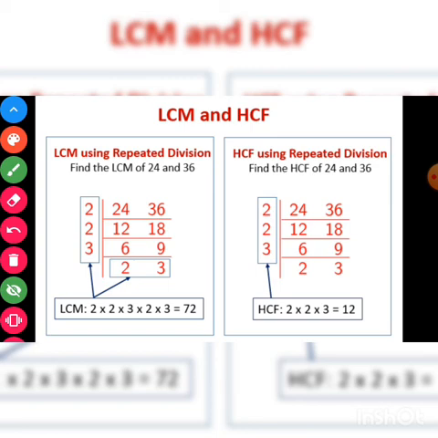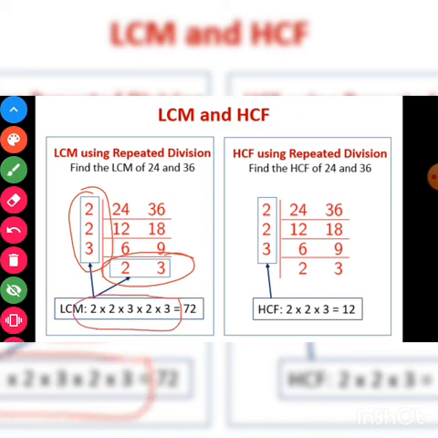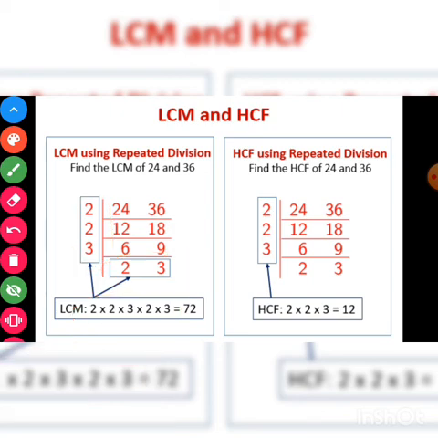And now these 2 and 3 are different numbers. They do not share any common divisor, so we will leave them here only. We will not proceed further. Now we'll stop here and multiply whatever factors there are. So 2 into 2 into 3, and the leftover quotients 2 into 3. So all together let us multiply. 2 into 2 into 3 into 2 into 3, you get 72.